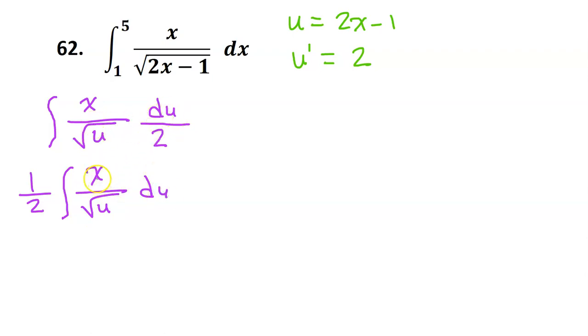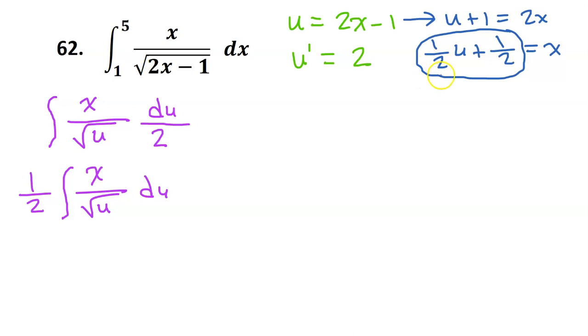So let's deal with this x. Rewriting this, let's solve this for x. Adding 1 to both sides, we have u plus 1 is equal to 2x. Dividing everything by 2, we're going to end up with 1/2 u plus 1/2 is equal to x. So this is an expression that I can substitute for x. Let's go ahead and do that right now.